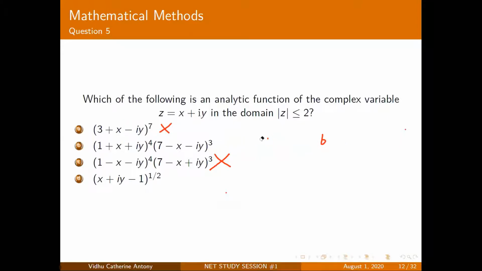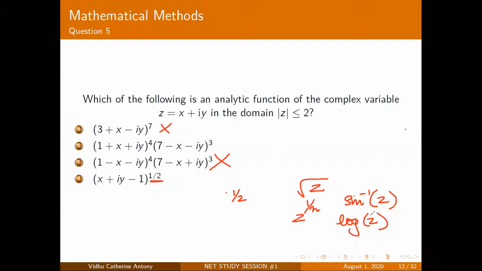Let's look at it over here. There is a power that you have. Whenever you have functions, let's say root of z, z power 1 by n, sine inverse of z, or log of z, these functions are basically multi-valued functions.